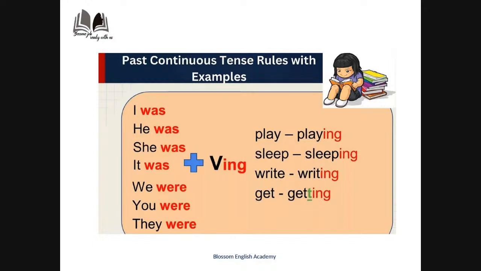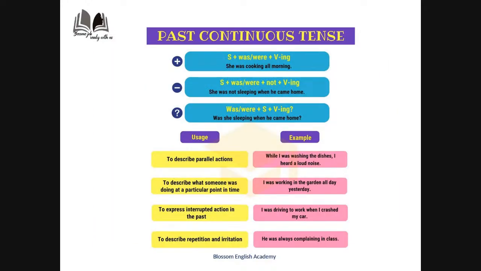So we were playing, you were sleeping, and they were writing. So to form a positive sentence, we just saw the subject, and depending on the subject, we'll be using was or were plus the verb in the form of ing. She was cooking all morning.